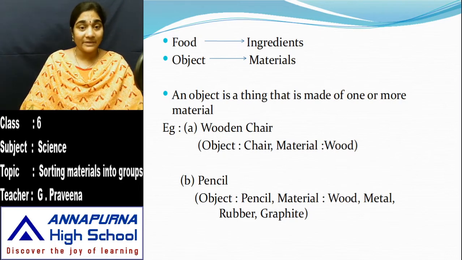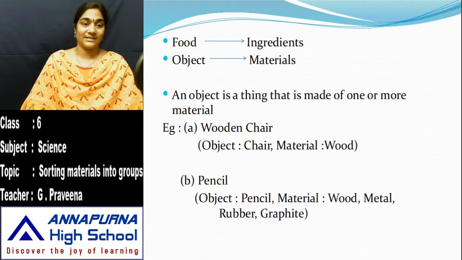So what are all the materials required here? Wood, metal, rubber and graphite. And the object is pencil. So here to make a pencil, four materials are used. So an object is nothing but that which is made of one or more materials.